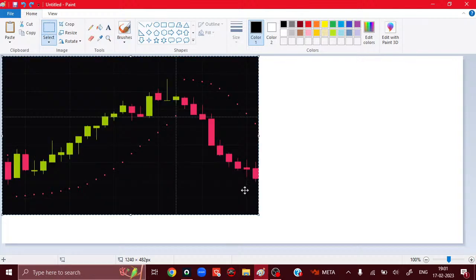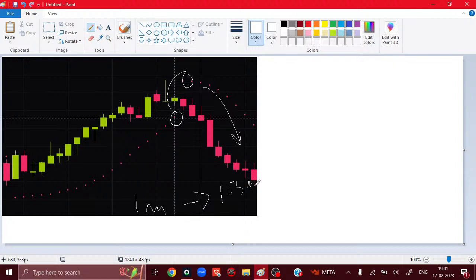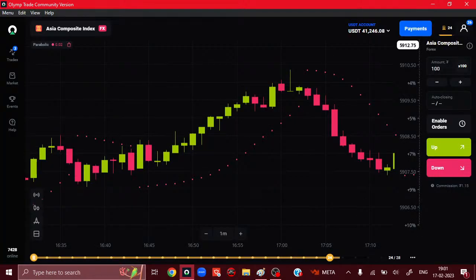Okay, see here, when the dot shifted on the top of the candle, at this point you could have entered into a downside trade. 1 minute chart duration, the trade duration from 1 to 3 minutes. And whenever the dot is shifting on the below of the candle, here you can make an upside trade. This is how you can use the parabolic. Is it clear, Rajat?